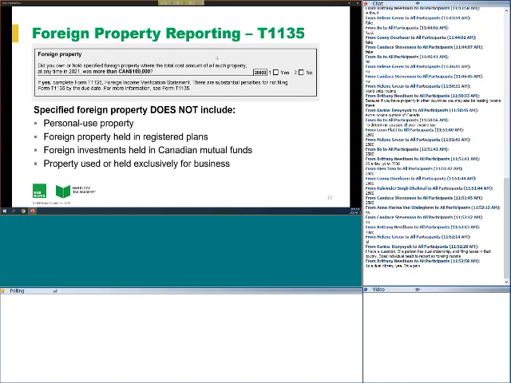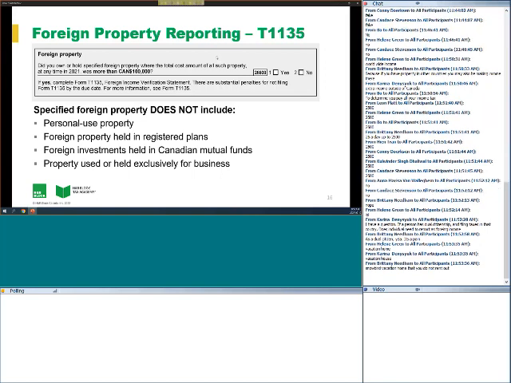Okay, now, not everything shows up on a T1135. Personal use property does not. So, can someone give me an example of what personal use property would be? What is property you could own in a different country that you use for what counts as personal use?